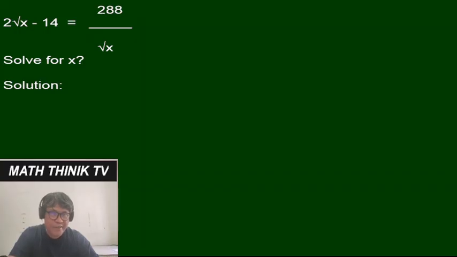Ngayon guys, meron tayong algebraic problem, no? Algebraic equation problem solving for x. As you can see there in the green board, the given is 2 square root of x minus 14 is equal to 288 over square root of x. Solve for x. So, paano natin isa-solve yan?